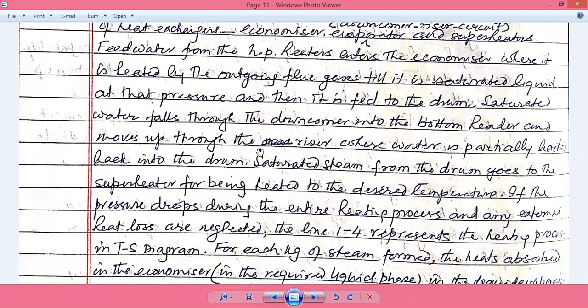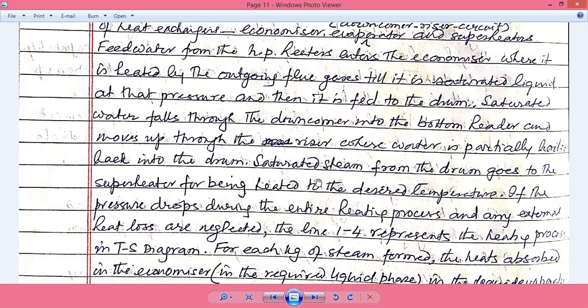Now the saturated water falls through the downcomer into the bottom header and moves up to the riser, where the water is partially boiled back into the drum. The saturated steam from the drum goes to the superheater for being heated to the desired temperature.